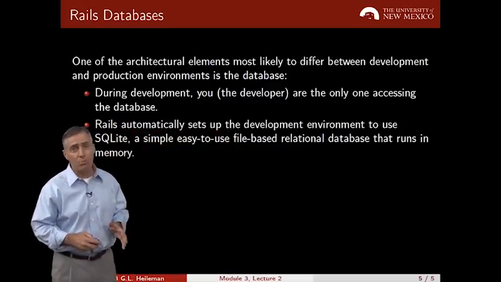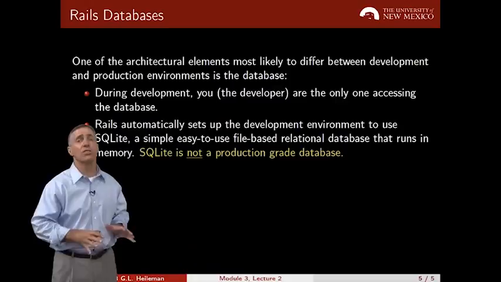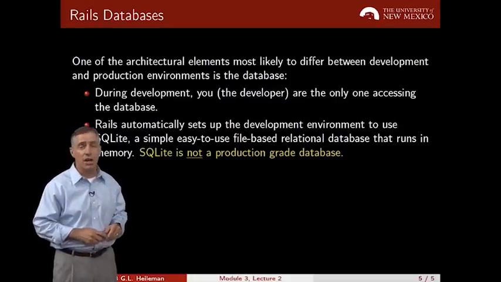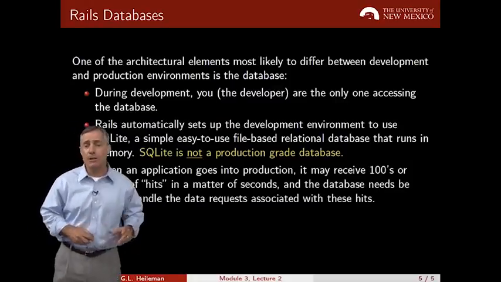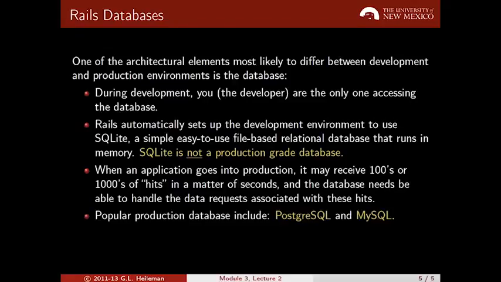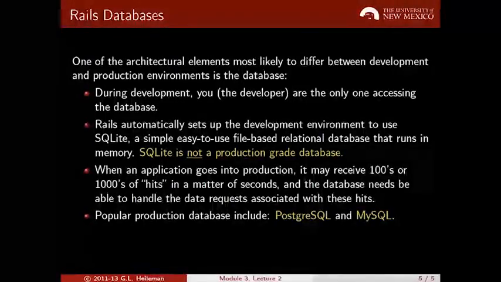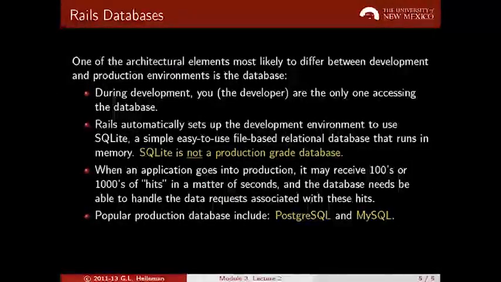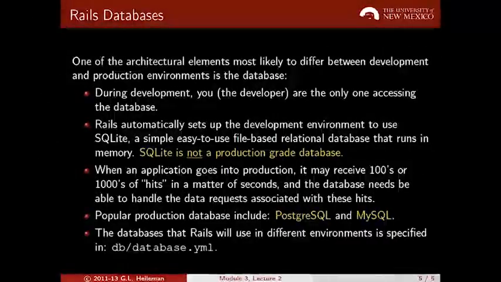When you go to production mode, though, you're going to need something that's different than SQLite because SQLite is not a production database. When an application goes into production, it can receive hundreds or even thousands of hits in seconds, and the database has to be able to handle those data requests. Two of the most popular databases for production environments include Postgres and MySQL. Later on, I'll show you how to set up Postgres to work in your production environment.